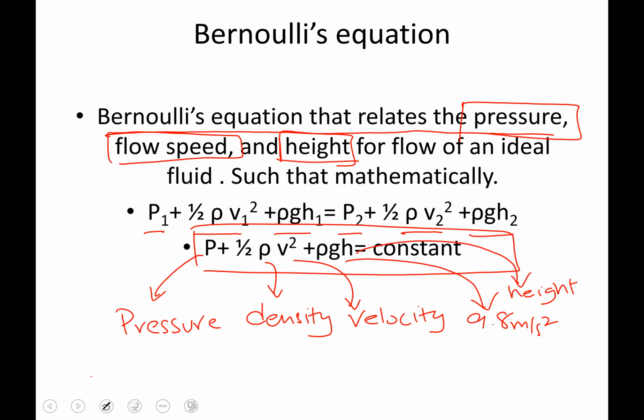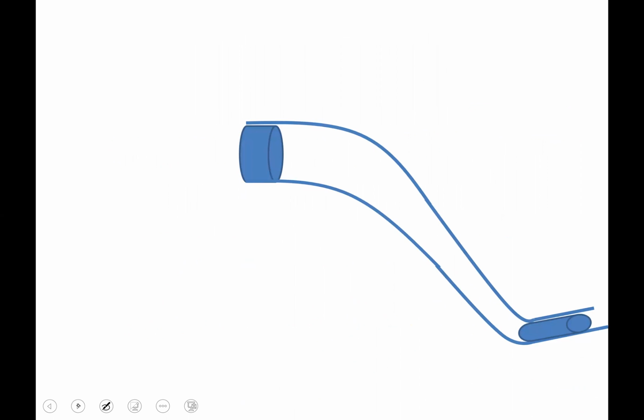Now let us try to understand Bernoulli's equation with the help of an example. Let us consider a non-uniform pipe, as you can see over here. Let's call the upper end 1 and the lower end 2. At the upper end 1, the area of cross section, which is A1, is quite larger as compared to the area over here, A2. So the area is very different in both cases.